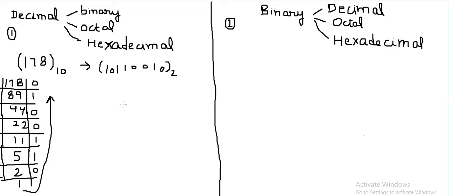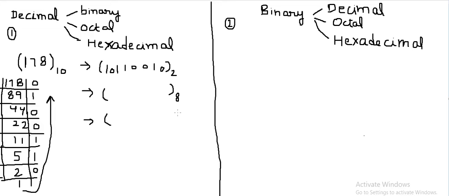You can practice it more by taking some examples, or it's given in your book, Computer System Architecture by Morris Mano, in chapter 3. Now let's convert this decimal number into octal. Let's take this number 178 and convert it into octal, and then we will see how we can convert it into hexadecimal as well.